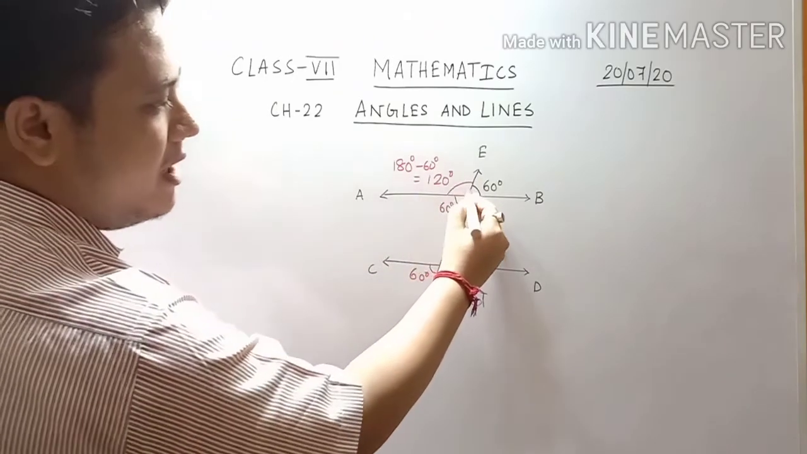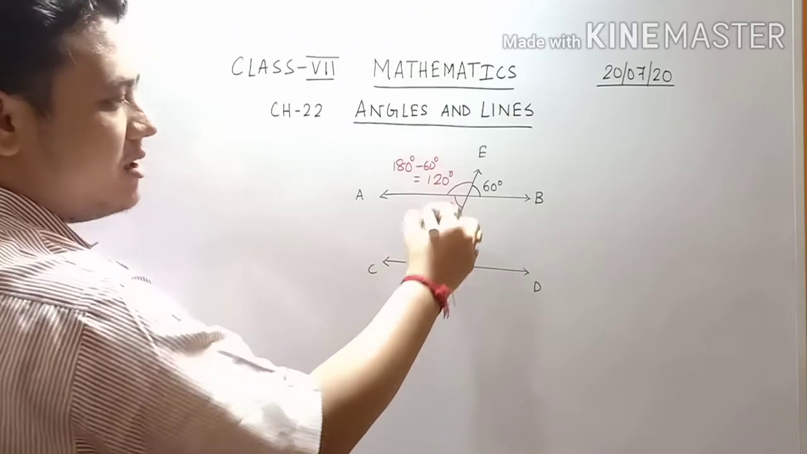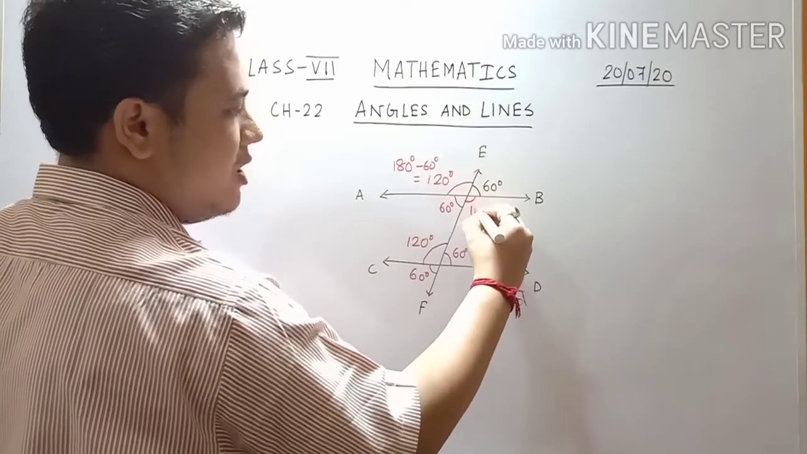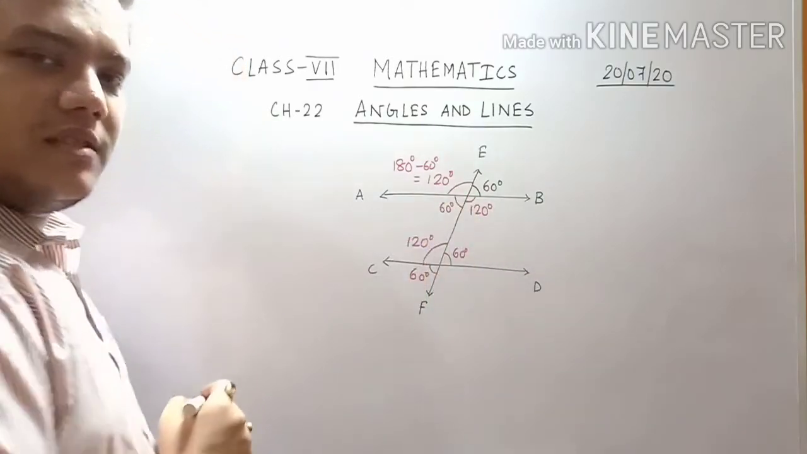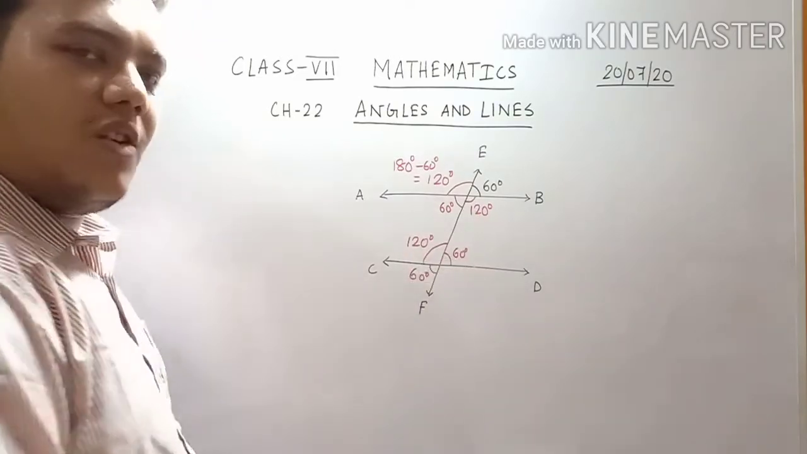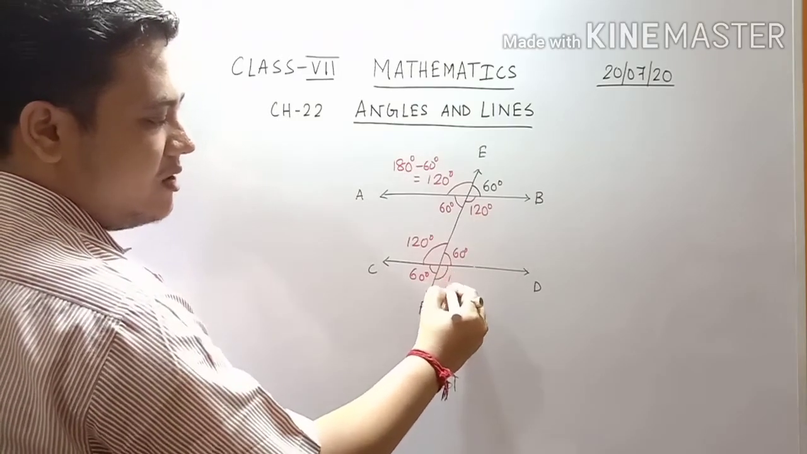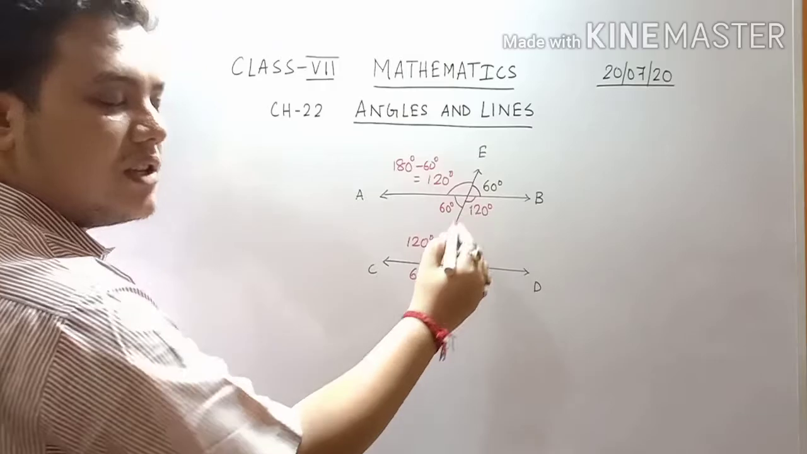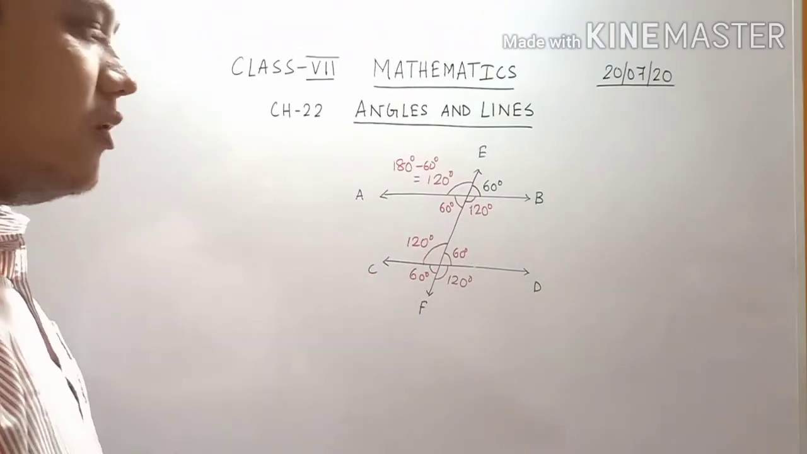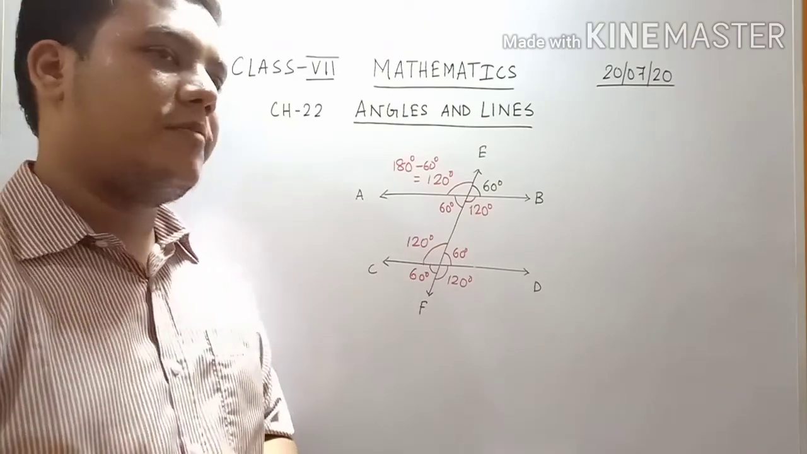which is 120 degrees. That means if this angle is 120 degrees, this angle is also 120 degrees because they are corresponding angles. If this is 120, this angle is also 120 degrees, they are vertically opposite. Again, if this one is 120, this is also 120 because they are alternate angles. Similarly, if this is 120, this angle is also 120 degrees, corresponding angles, or you can say they are vertically opposite angles. So this is how we calculate the different types of angles using the properties of parallel lines.